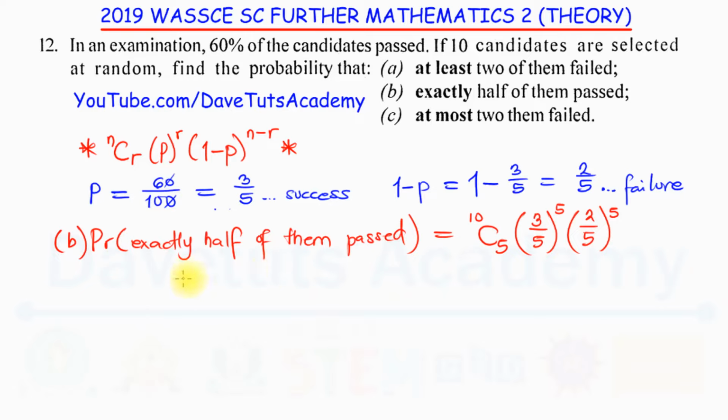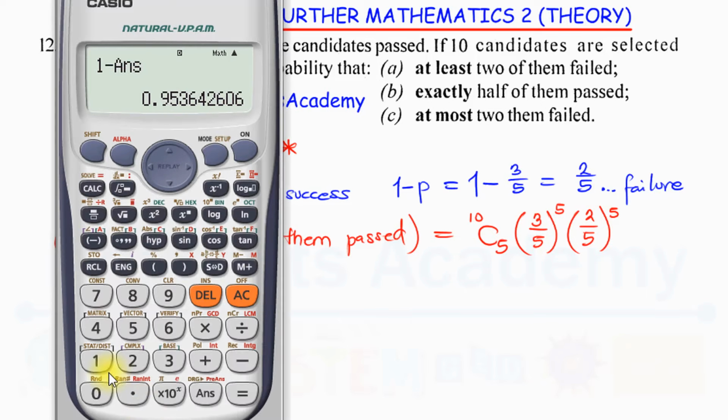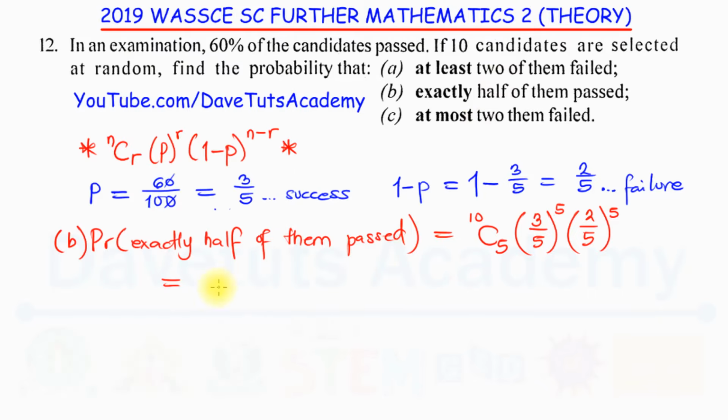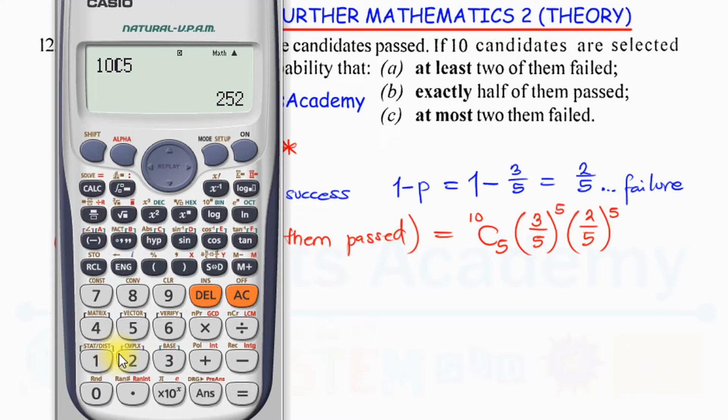So you can say we want to express that. What's 10 combination of 5? 10 combination, shift, divided, 5 is equal to 252. So this is 252 multiplied by 3 over 5 raised to power 5. 3 over 5 is 0.6, so I can say 0.6 to the power of 5.